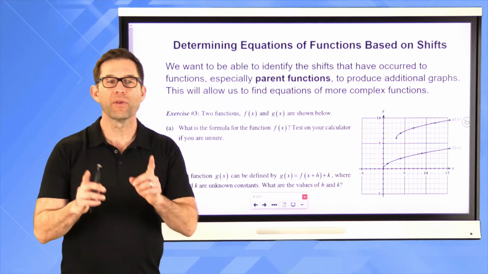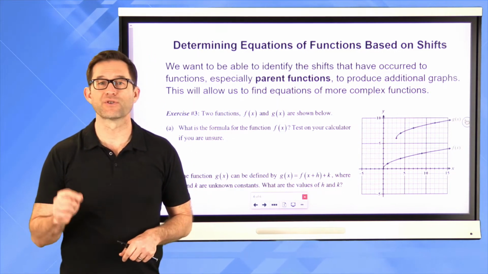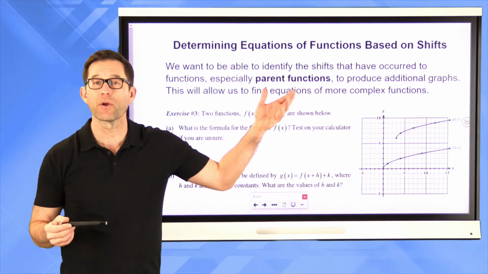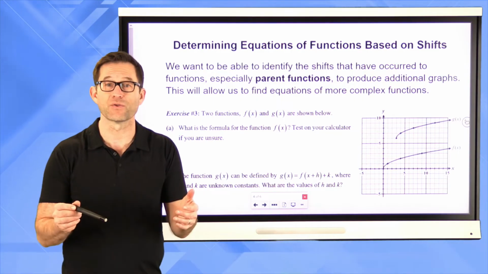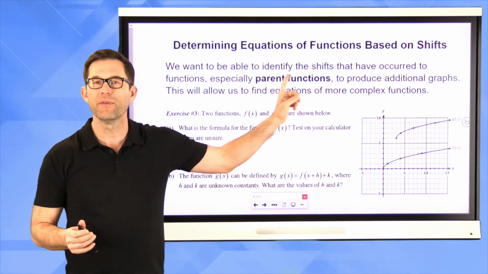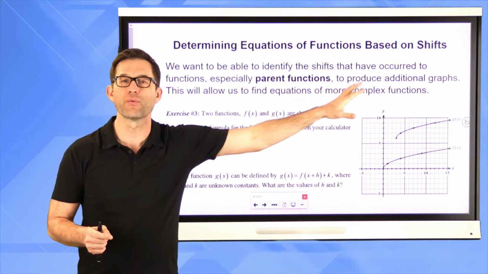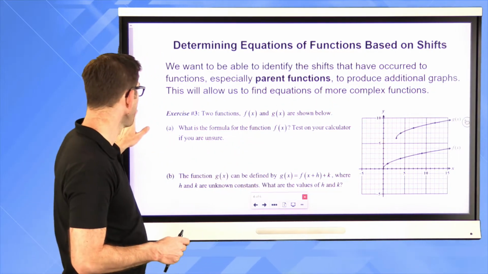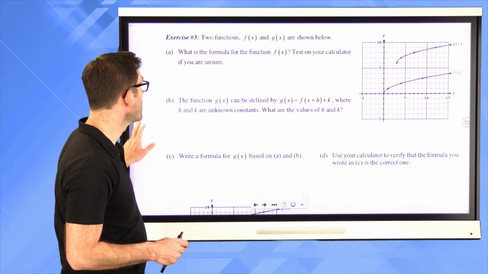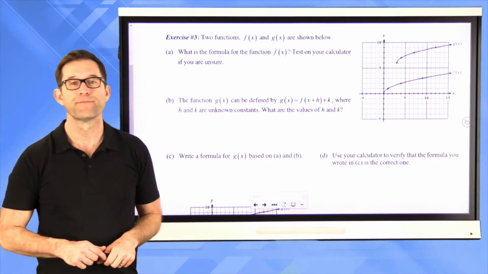Now, we want to be able to combine these vertical and horizontal shifts together in order to actually determine equations of functions based on shifts of parent functions. And we want to be able to do those with parent functions to produce original graphs. This will allow us to find equations of more complex functions. So let's take a look at exercise number 3.